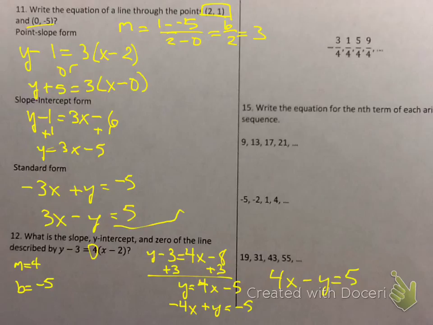So that means if I do my dividing, I end up with an x-intercept of positive 5 over 4. So that's that for that one. Not too difficult. There you go.